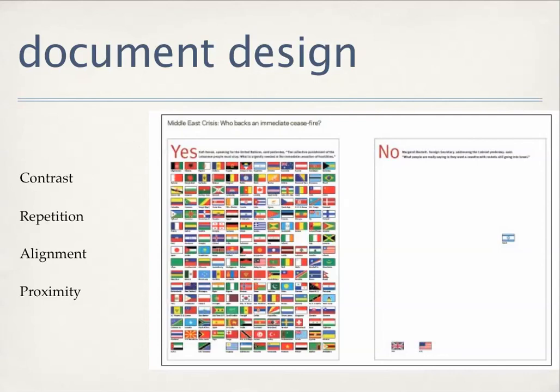I took the image above from a free-to-download booklet. It's called Visualizing Information for Advocacy, An Introduction to Information Design. You can see, for instance, that this particular representation of the answer to this question, who backs an immediate ceasefire in the Middle East, all of these flags compared to only these small number of flags. That shows the great impact of contrast in terms of design, and I encourage you to take a look at that booklet. You can find it yourself again on that resources page.